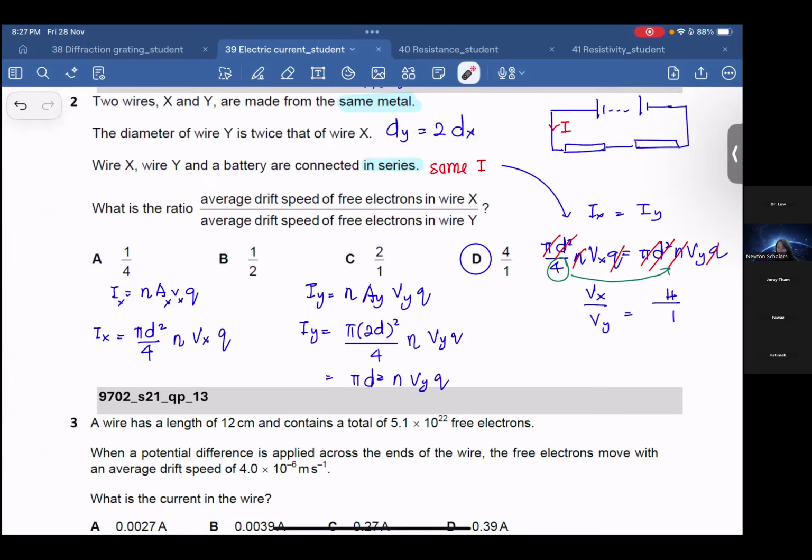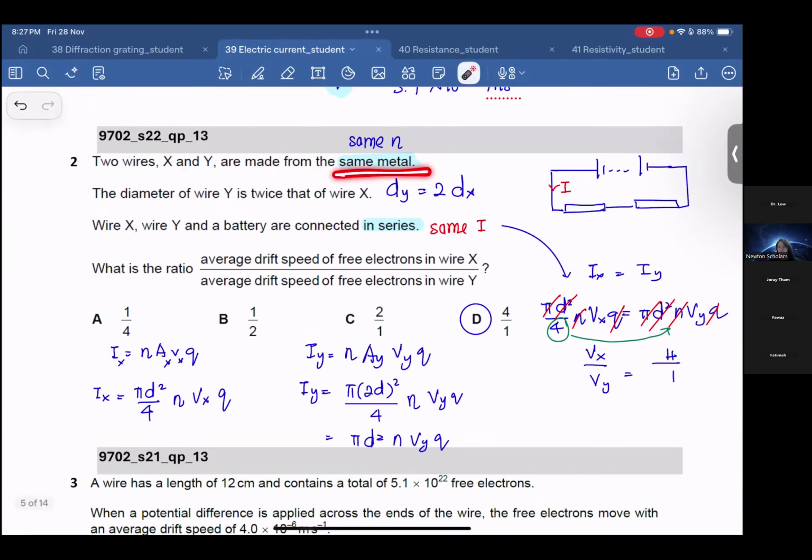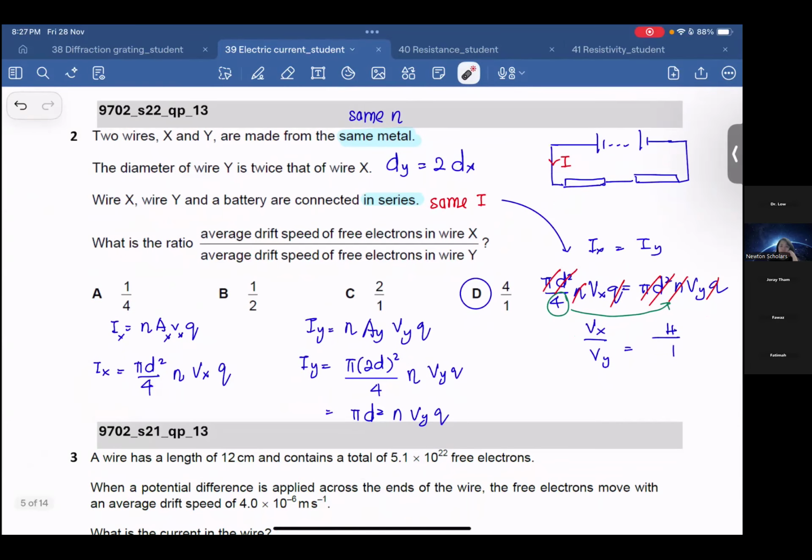Why I attach this question is because I want to tell you same material, same n. And this sentence brings important knowledge about same I. If you don't know this, at the end you won't know how to find your I for Y and X. You would think they are different. But actually they are the same because they are connected in series, so the current will be the same. Okay, any question?